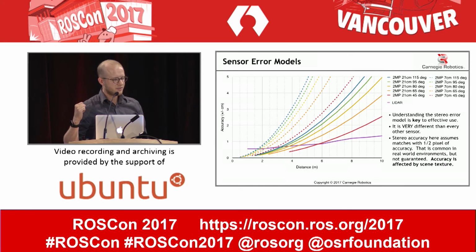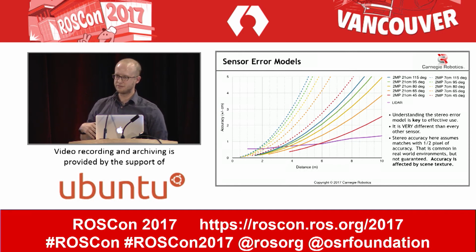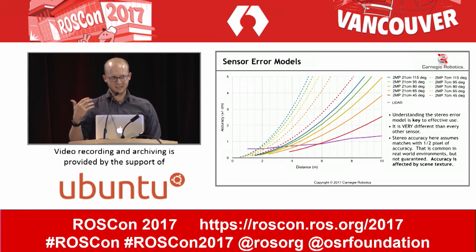I talked earlier about the nonlinear error model here. This gives you some sense of what I'm talking about. The purple line on the bottom is LiDAR, and then all the other curves here are different stereo cameras with different baselines and different horizontal fields of view. And you can see that, depending on the range, you could have better or worse accuracy. This isn't a showstopper for lots of applications, but the software that you're building really needs to understand this error model to accurately and reasonably use stereo data.